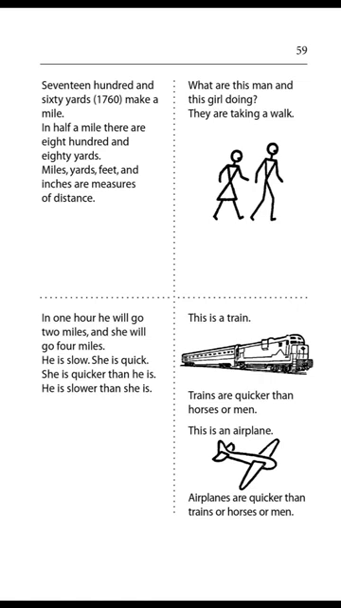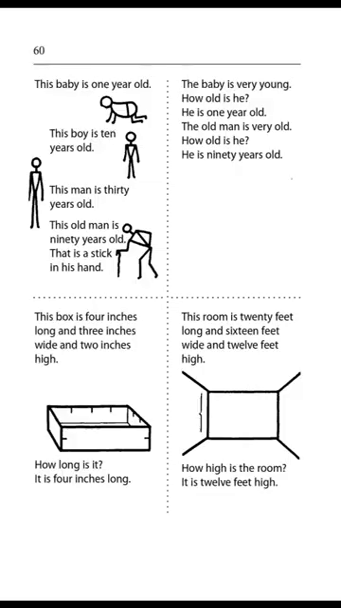This is a train. Trains are quicker than horses or men. This is an airplane. Airplanes are quicker than trains or horses or men. Page 60. This baby is 1 year old. This boy is 10 years old. This man is 30 years old. This old man is 90 years old.